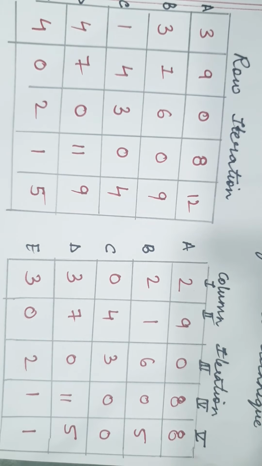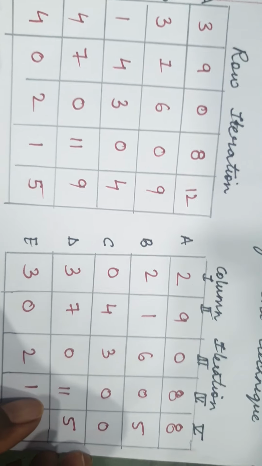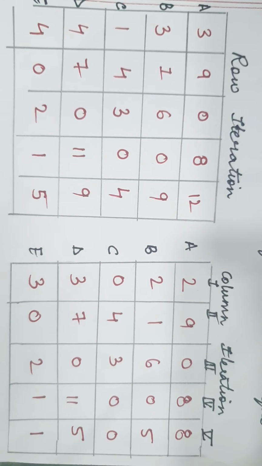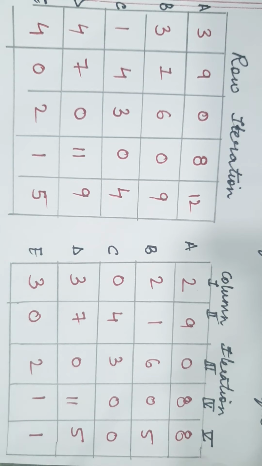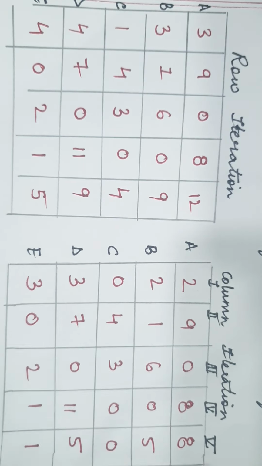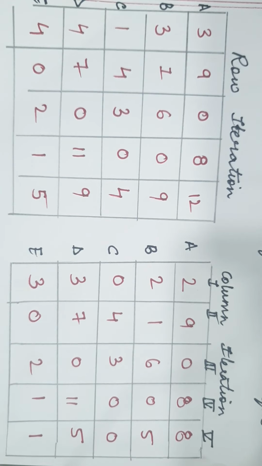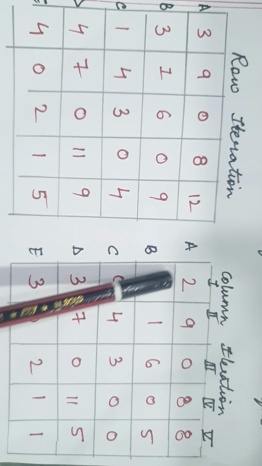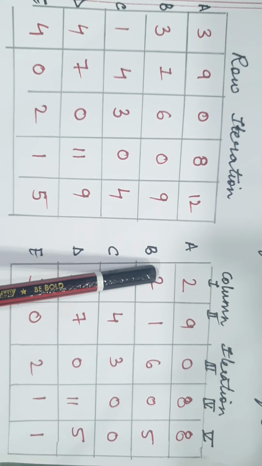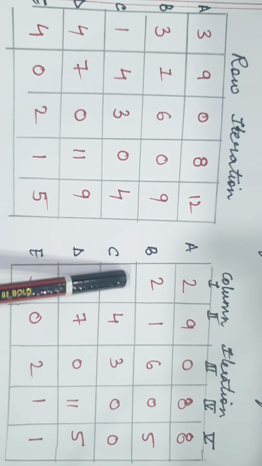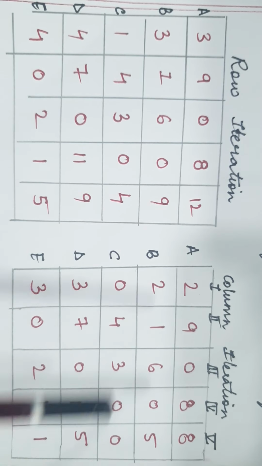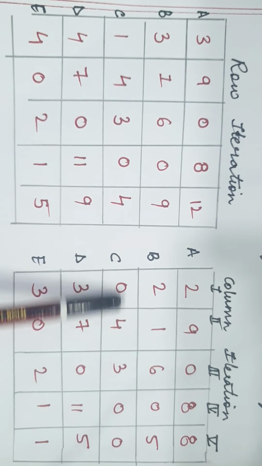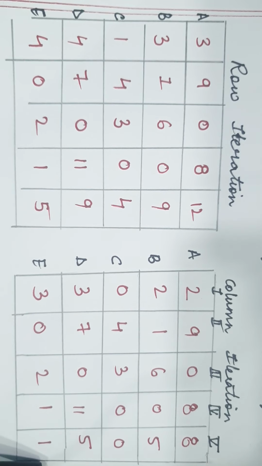Now you have to go for the assignment. For assigning, suppose you assign a 0 in a row; in that row or in that column you can't assign another one. So first you have to assign row 1, second row 2, then row 3, then row 4, then row 5.